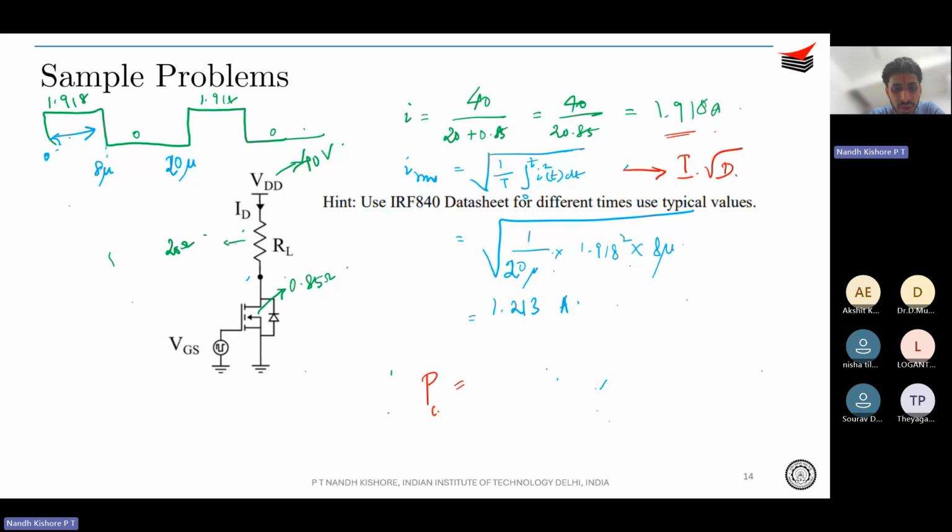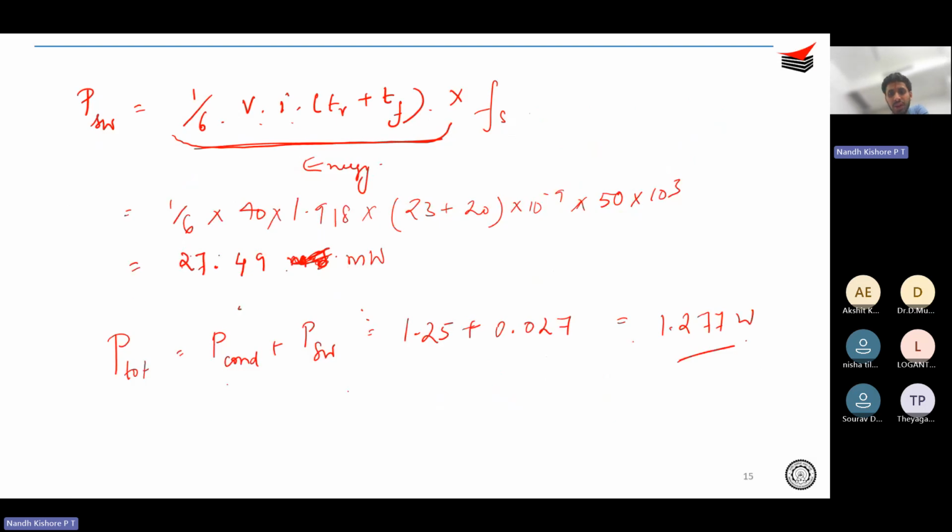P conduction is equal to I square RMS into RDS on. Okay. So that's your conduction loss. And switching loss is 1 by 6 into V into I into TR plus TF into FS. So why is it 1 by 6?